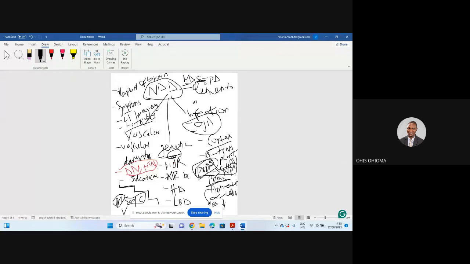Exactly. But in patients with vascular dementia, the patients have cognitive decline first. This stepwise decline in cognition will present first before the patient starts having motor symptoms. I don't know if that is clear. Yes, it is. Okay. Do we have any questions as regards that?